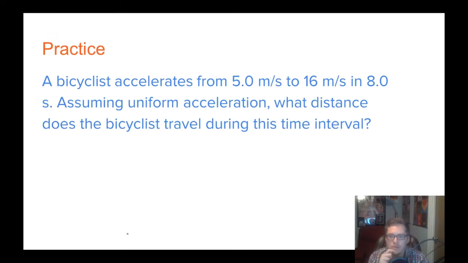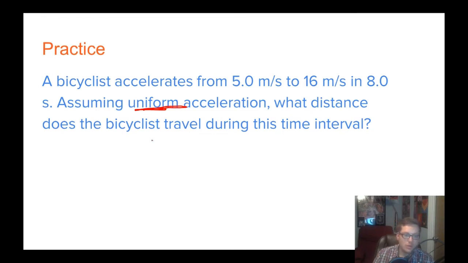Okay, so here's our first one. A bicyclist accelerates from 5 meters per second to 16 meters per second in 8 seconds, assuming uniform acceleration. So really that just means our a doesn't change. What distance does the bicyclist travel during this time?